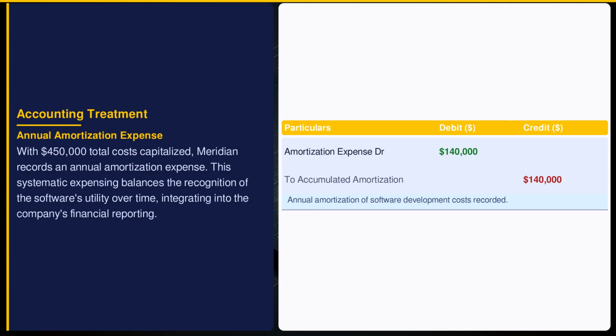The $140,000 annual amortization recognizes the systematic consumption of the software's value. This expense aligns with ASC 350-40, representing the software's contribution to the company over time. Amortization reduces the software's book value while appropriately matching expenses with revenue generation.